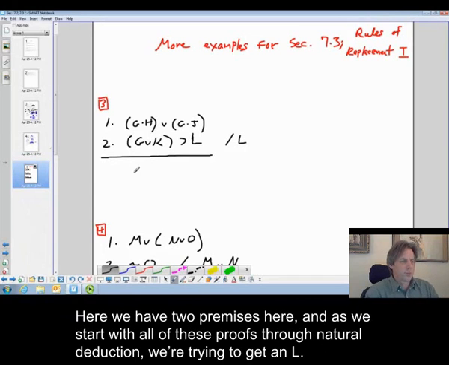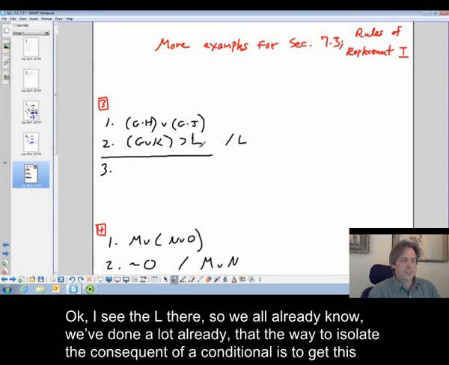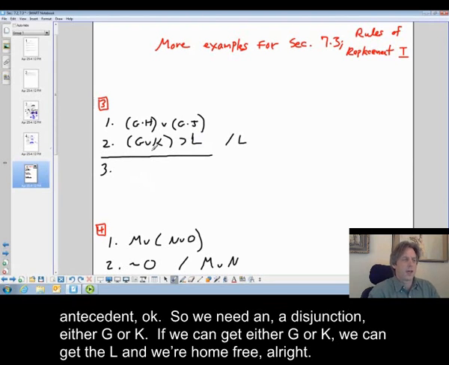Here we have 2 premises, and as we start with all of these proofs through natural deduction, we're trying to get an L. Okay, I see the L there, so we already know, we've done a lot already, that the way to isolate a consequent of a conditional is to get the antecedent, okay? So we need a disjunction, either G or K. If we can get either G or K, we can get the L and we're home free, all right?